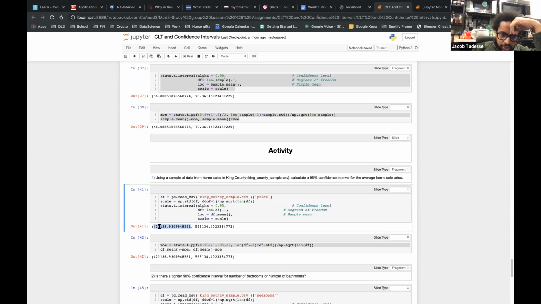So I got, what, 420K to about 563K. That looks good to me. Is that what everyone else got?